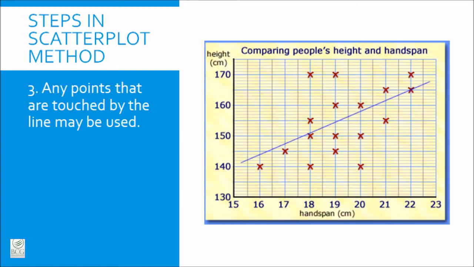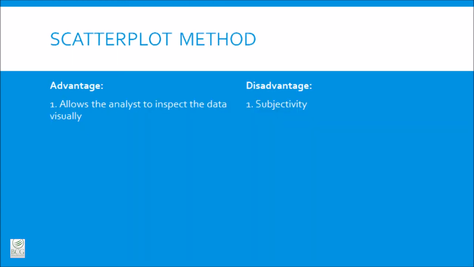No illustration will be presented here in the scatterplot method since it is just similar to the high-low method. Now the advantages and disadvantages of the scatterplot method are presented here. The advantage of the scatterplot method is that it allows the analyst to inspect the data visually, because the data points are presented in the scatter graph, which the analyst can see. Also in the scatter graph, you can observe the trend or behavior of the data points.